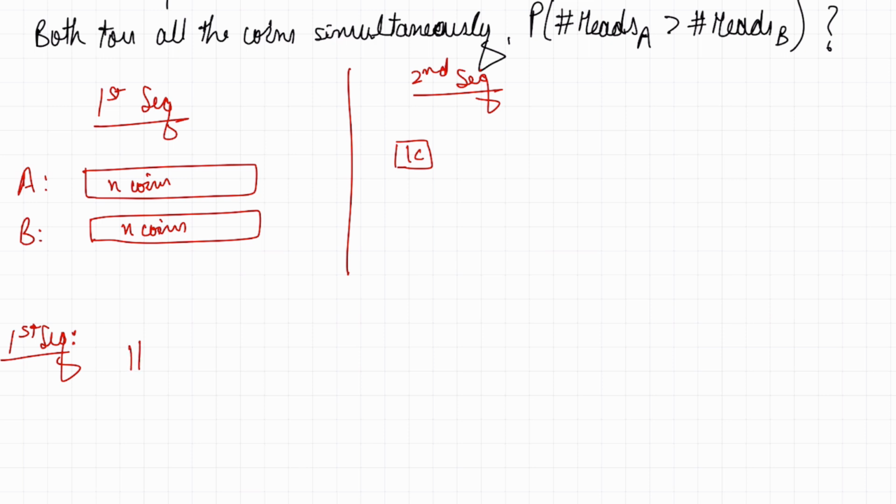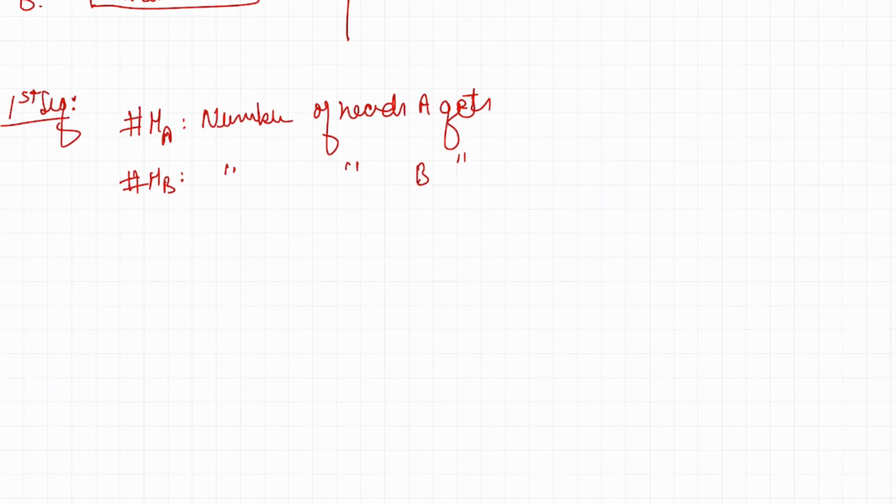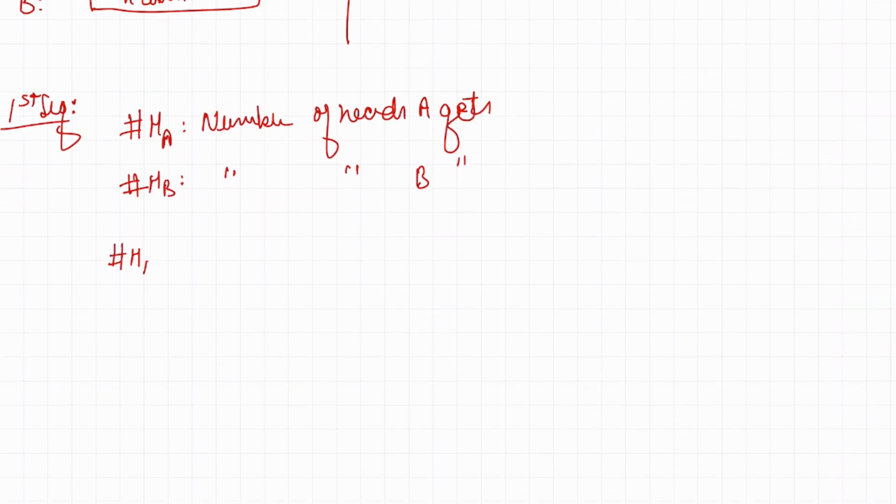So let's say the number of heads. Let me write some short forms here to help us solve this question faster. So when I say number of heads of A, I'll denote it like this. That basically means the number of heads A gets, and HB is basically the number of heads B gets. Okay, and if I say number of heads A1, that basically means the number of heads A gets in segment 1.